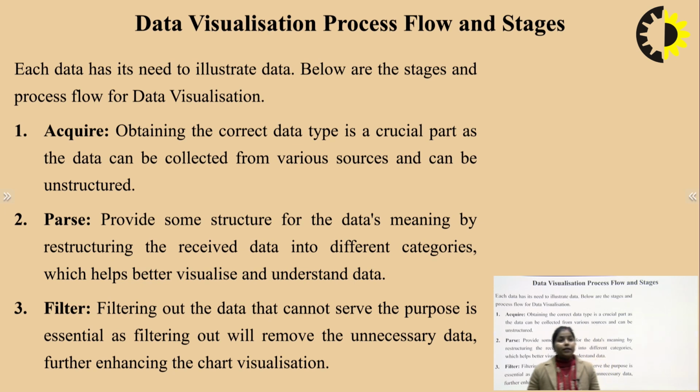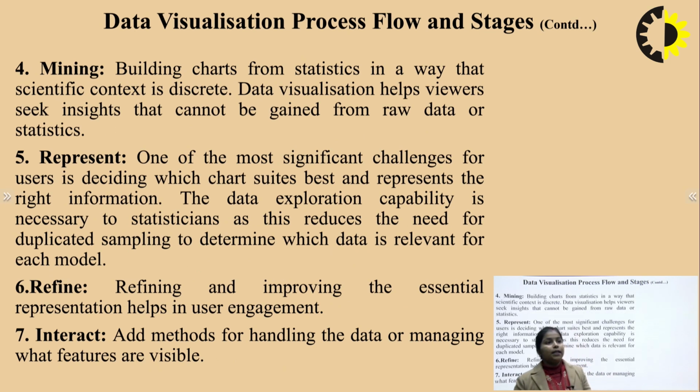Now the next topic is the data visualization process and flow stages. The data visualization process has different steps, which we discuss one by one. First is acquire. Obtaining the correct data types is a crucial part, as the data can be collected from various sources and can be unstructured. Next is parse. After that we filter the data. Then after mining the data, we represent the data, then refine the data and interact with the data.